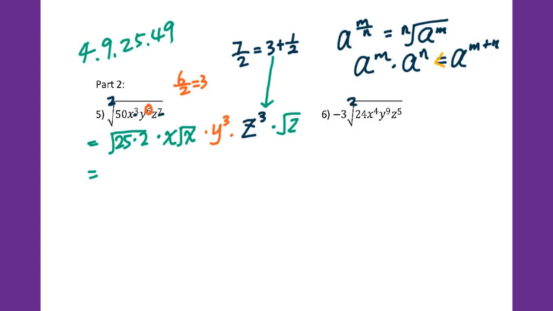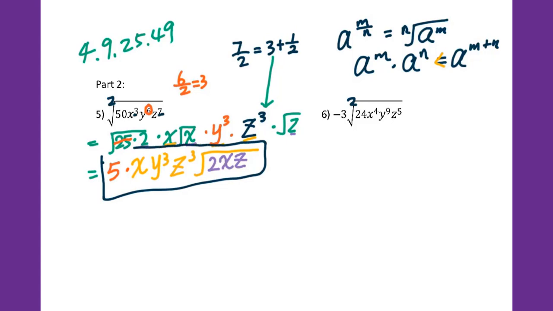For 25, you will get the 5 outside. So I will get the 5. Then the outside numbers will be this x, this y to the third power, this z to the third power. Then what's in the square root? You will get 2, here's x, here is z. This will be the final simplified radical. Okay, let's go to number 6.